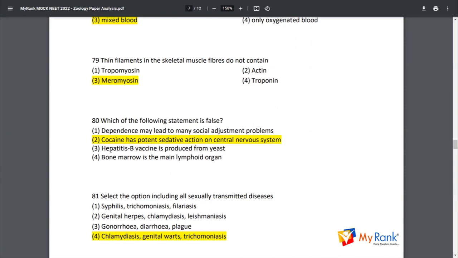Now, option 3, hepatitis B vaccine is produced from yeast. Correct. Bone marrow is the main lymphoid organ. Yes, correct, from where we get all our cells. So, amongst the following options, option 2 is the incorrect statement. Cocaine is not a potent sedative. So option 2 is the incorrect statement.